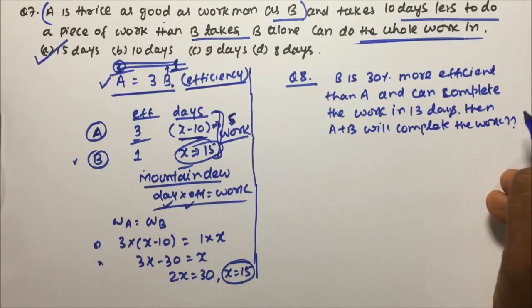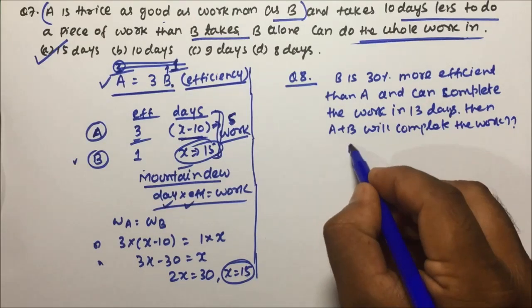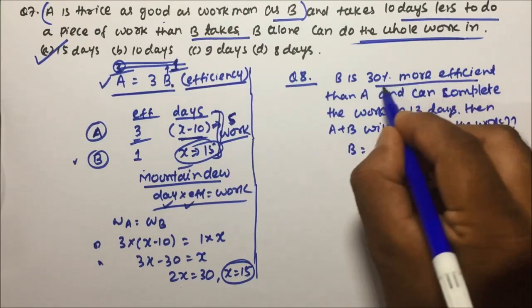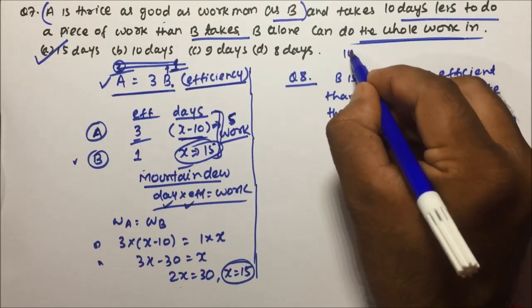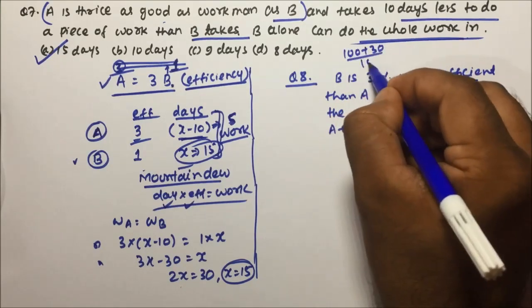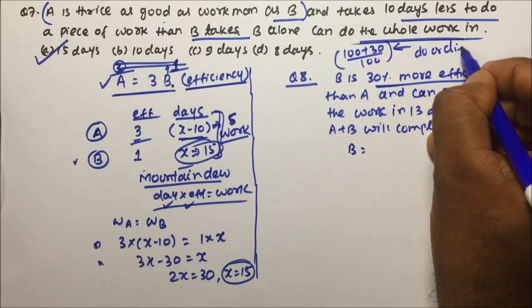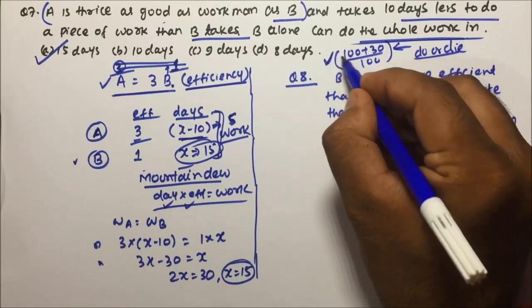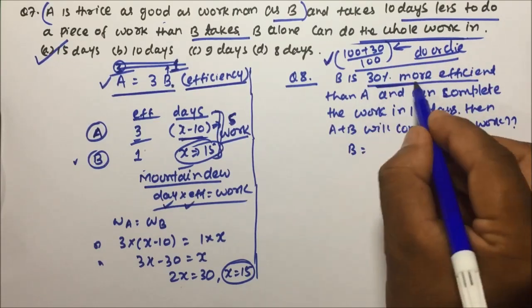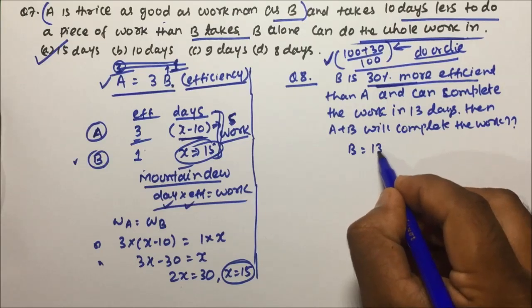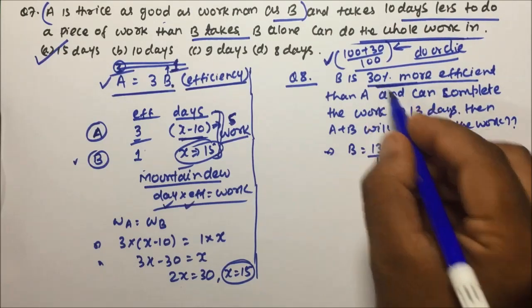So this is a bonus question for you, friends. Let's see, this question is also based on the same concept. Now B is 30% more efficient. So friends, I told you, if it is 30% more, that means add it to 100 and divide by 100. See friends, this concept you must remember, because without it you cannot clear quantitative aptitude. If it is more, then add it to 100, so 130 divided by 100, and B is 30% more than A.